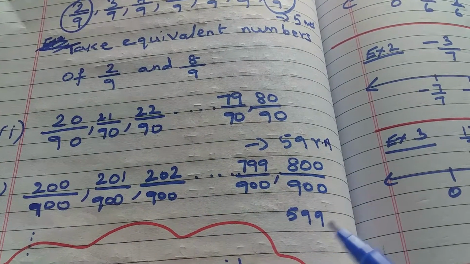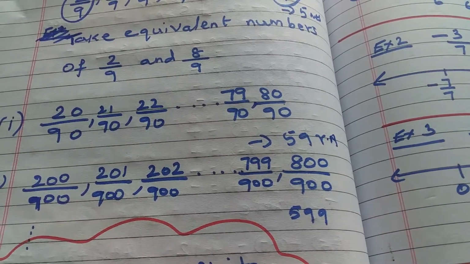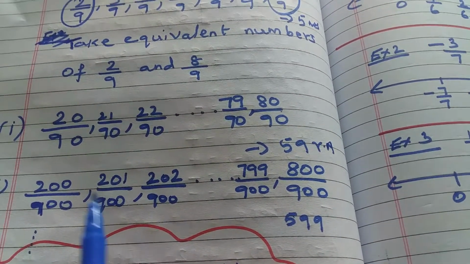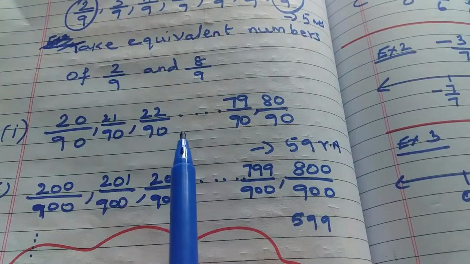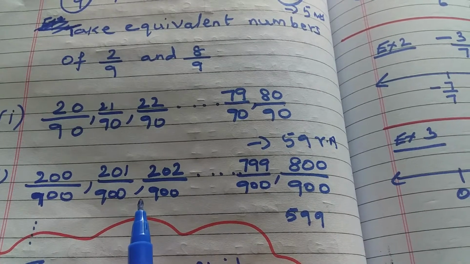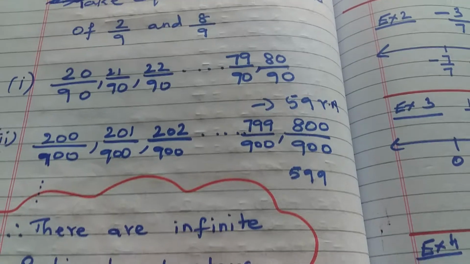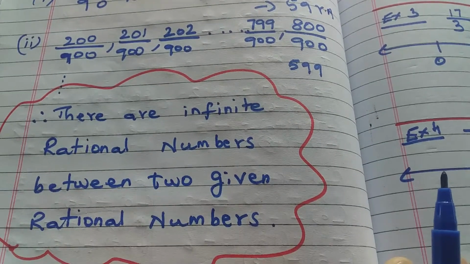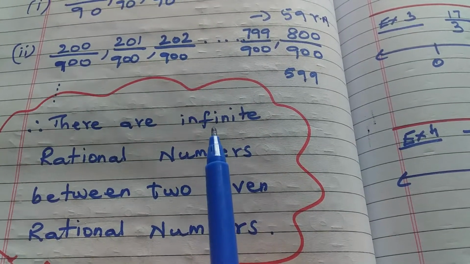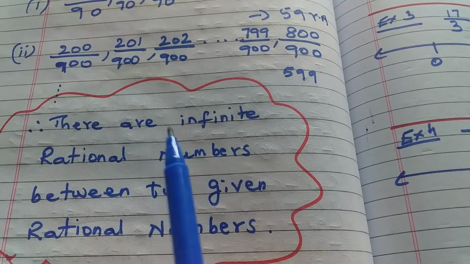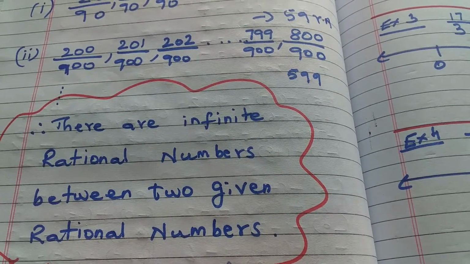the numbers will be 5,999, 59,999. It goes on increasing. So what do we conclude from here? Between two given rational numbers, not only 1, 2, 3 rational numbers lie, but countlessly many rational numbers can be found. That is the concept we have learnt here. There are infinite rational numbers between two given rational numbers. Infinite means countless. We can find as many as we want.